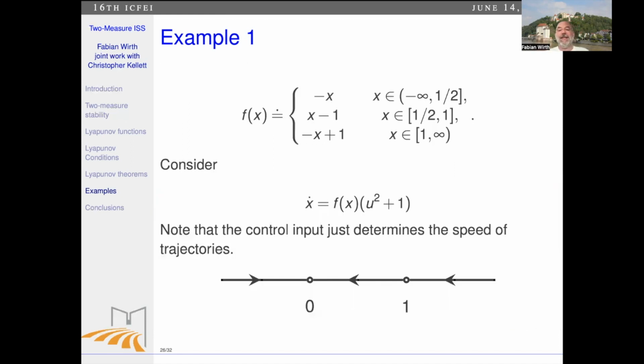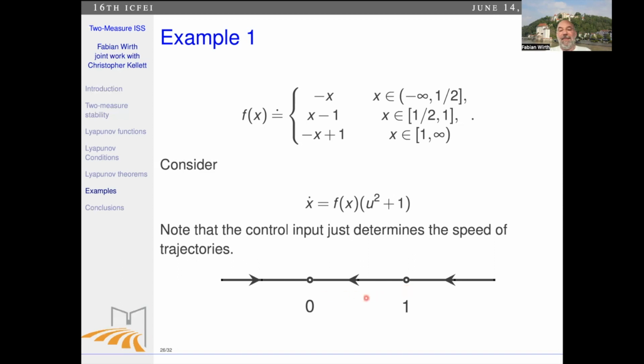So, a very simple example. We are one-dimensional. So x dot is equal to f(x) times (u squared plus 1). So the control input just can speed up the direction in which you're going, but doesn't do anything else. And this f doesn't really matter. The picture is more important. We have two fixed points for the system, one at 0 and one at 1.